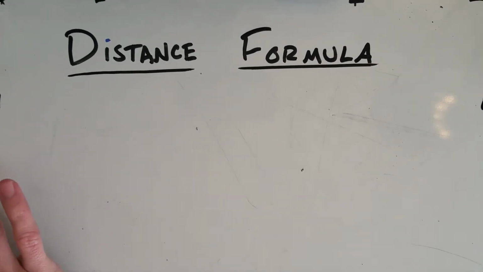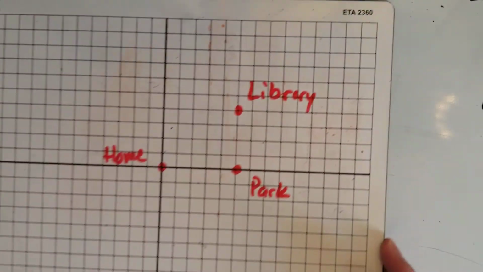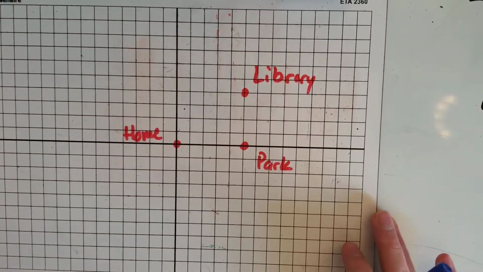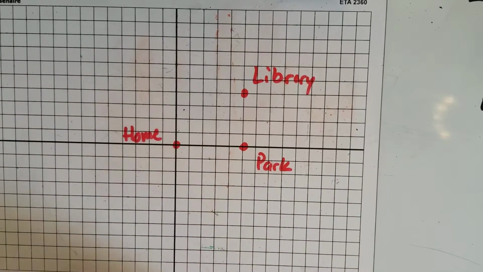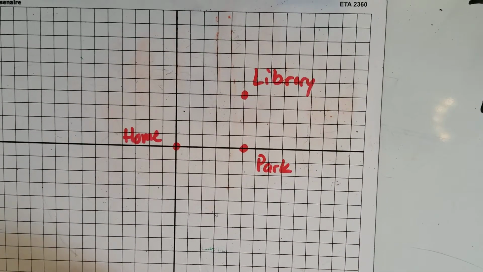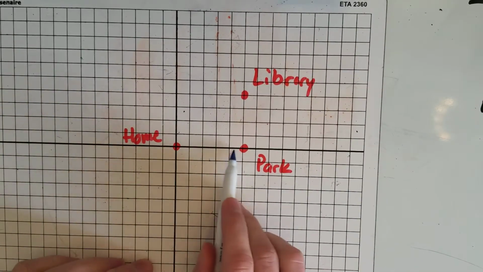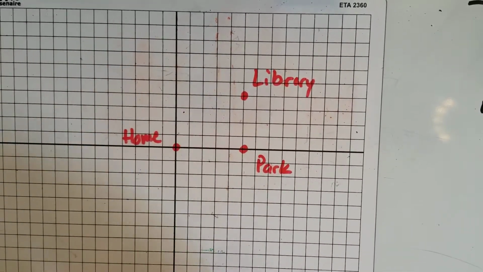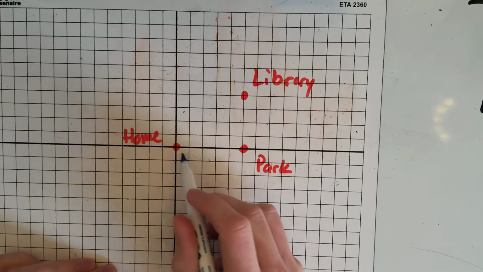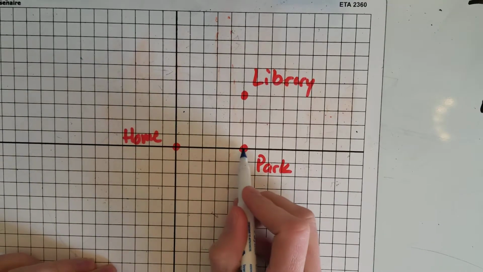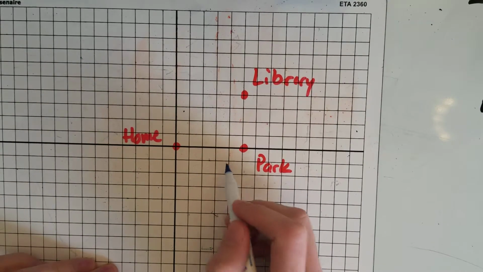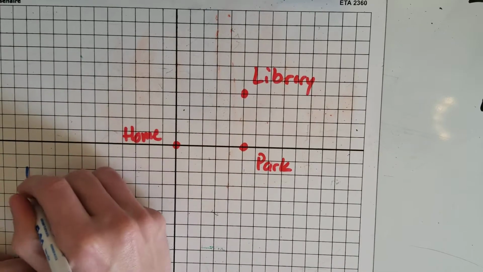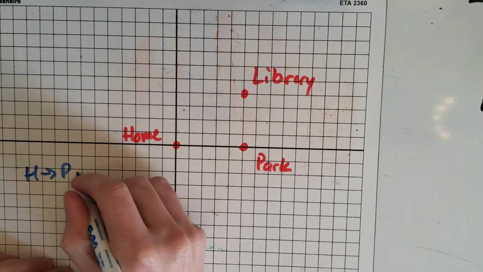On the first slide, we have something that looks like this, and we are asked, what is the shortest distance from the home to the park? We're going to use units. Every box represents 1 unit. So from the home to the park, we would say that's 1, 2, 3, 4, 5 units away. So home to park would be 5 units.